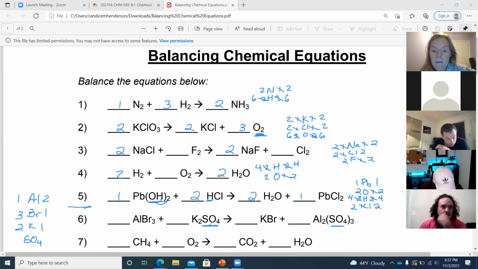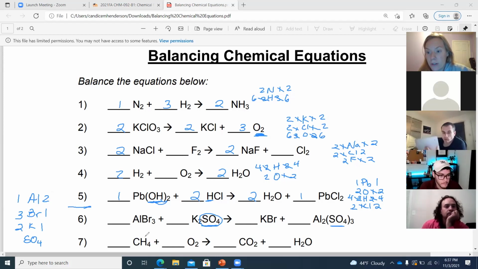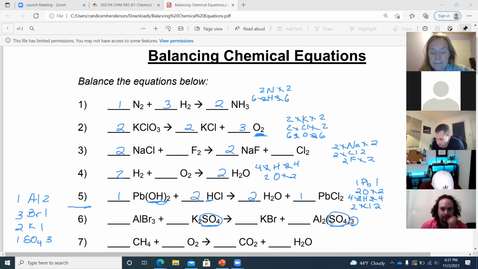And to start with, I have 1 sulfate ion. Now, if you want to break it up into sulfurs and oxygens, you can, but if it stays a whole polyatomic ion, I would just treat it as a unit. So I start with 1 sulfate. How many sulfates do I end with? I end with 3 sulfates, right? The 3 applies to the whole packet. So I'm going to put a 3 there.